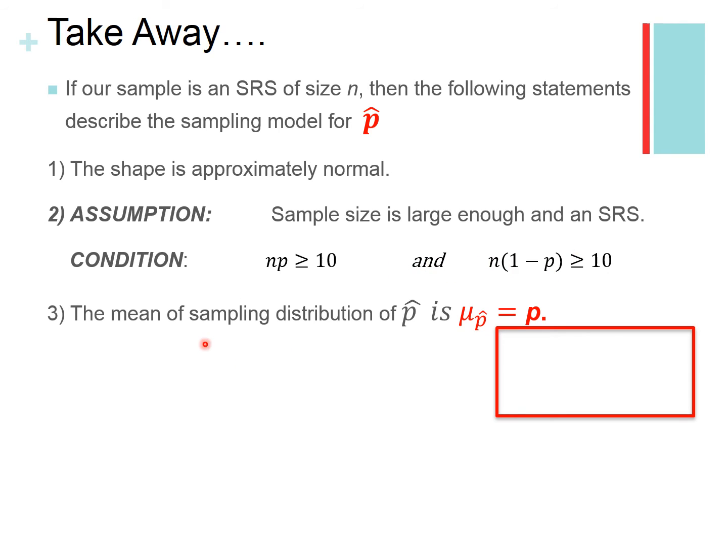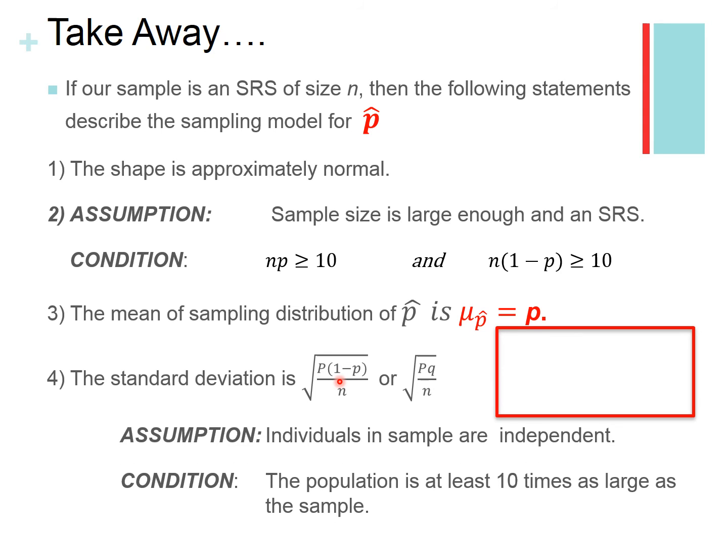The mean of our sampling distribution p hat is equal to p. So the mean of that nice curve that we have is the same as the population proportion. The standard deviation of that nice curve that we drew is the square root of your successes times your failures divided by n, your sample size. What's our assumption? That the individuals in the sample are independent, okay? What's the condition? So the assumption is we're assuming that they're independent. How do we prove that? That the population is at least 10 times as large as the sample, okay?